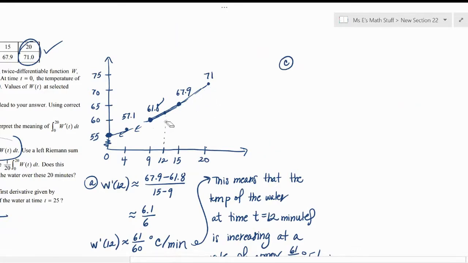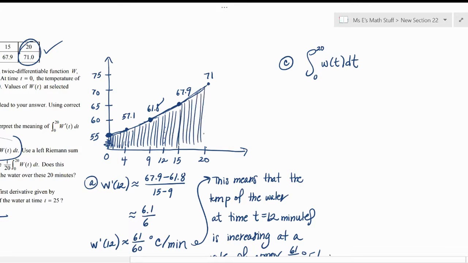I'm going to erase those little tangent lines off because we don't really need them. So you've got some function here. And the idea is, let's just kind of think about the value of the integral from 0 to 20 of w(t) dt. Let's just worry about that. It does have a 1/20th in front, but let's worry about that for a second. So that would be the area under the curve, adding up all those temperatures from 0 to 20.